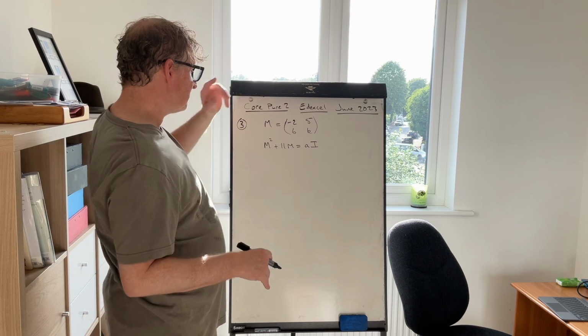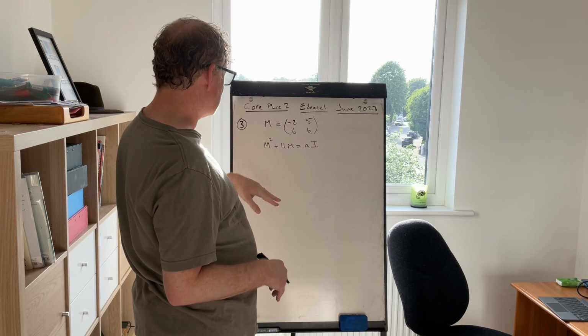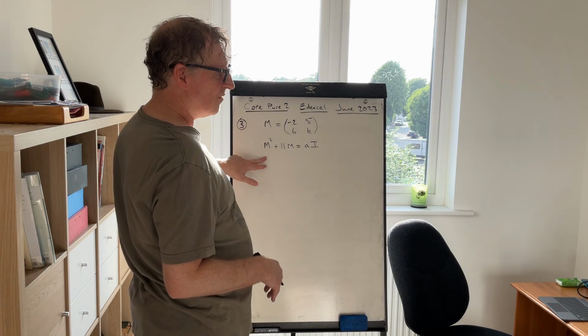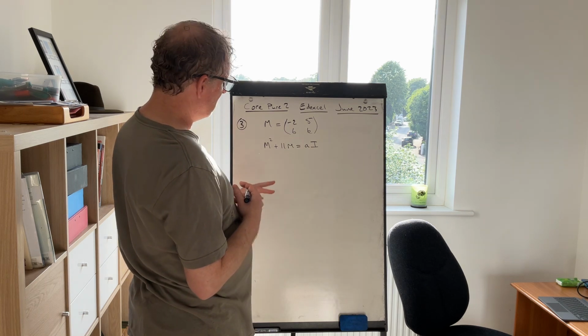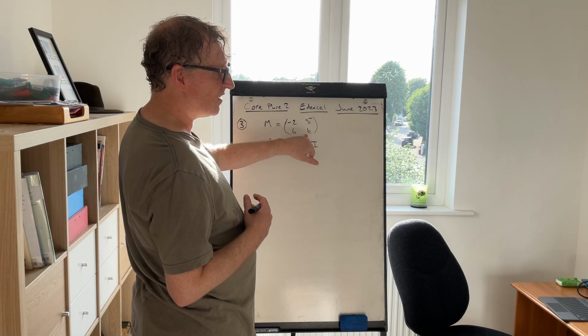Starts off quite nice. So you've got this matrix M, minus 2, 5, 6, k, so just a 2 by 2 matrix. You're told this identity, or this equation if you like, works, and we've got to determine the value of A and then show that k equals minus 9.